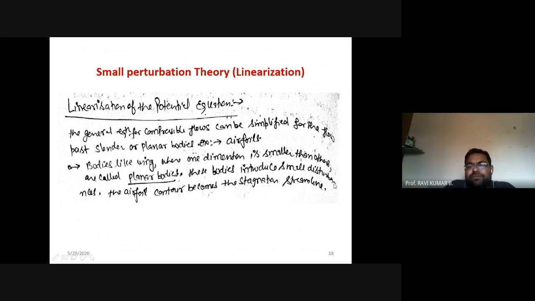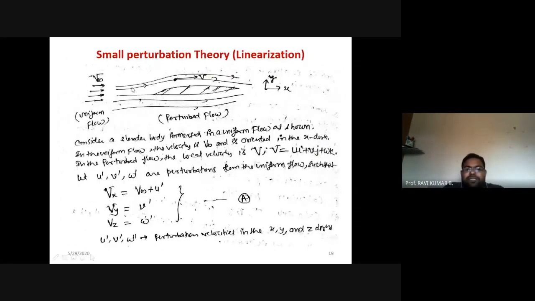These bodies introduce small disturbances, right, or distortions, that are called perturbations on the surface. So what are the assumptions? Basically, consider an airfoil. This is an airfoil over which a flow is taking place. These are all the streamlines. Streamlines will give the direction of the resultant velocity vector, which is here. So it's traveling with velocity V.